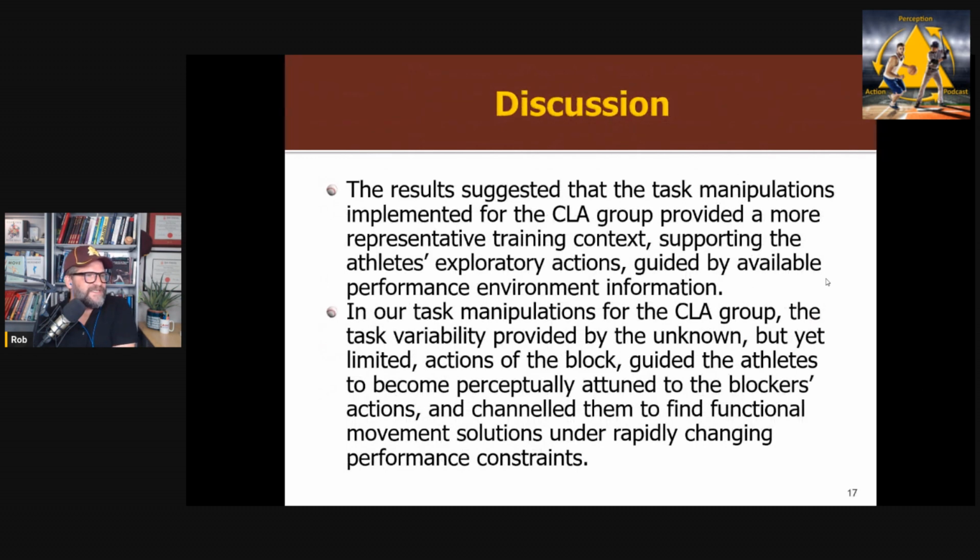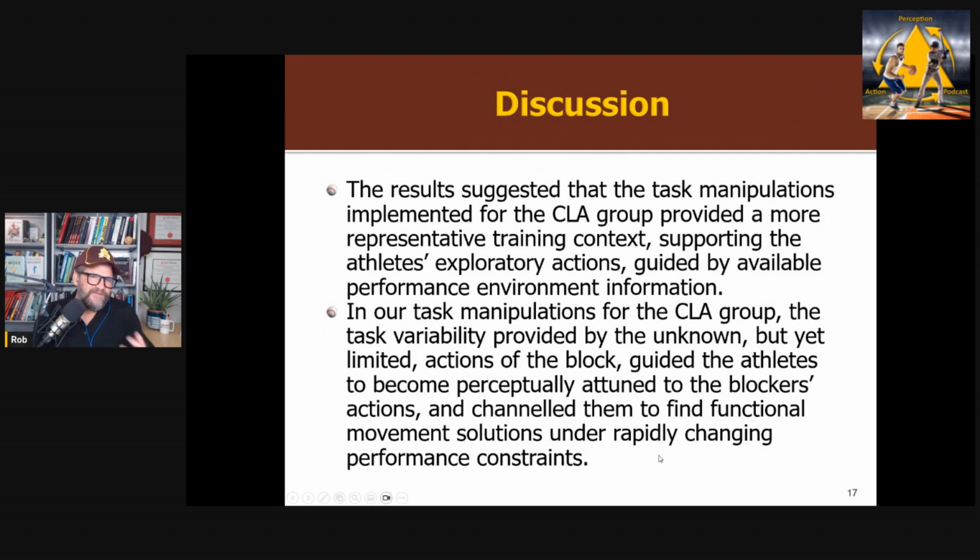So overall, they suggest that the task manipulation implemented for the CL group provided a more representative training context, supporting athletes' exploratory action guided by available information. Ecological approach there: when you don't know what's going to happen, you have to learn to pick up information and couple it to your movement. Okay, the task is unknown but limited. So critically, this is what I meant by the example of a task simplification: unknown but yet limited actions, right? So a good task simplification gives a small number of actions where the athlete doesn't know ahead of time what they're going to have to do.